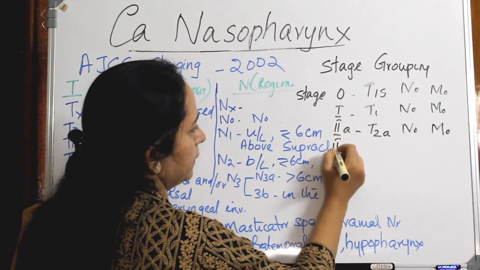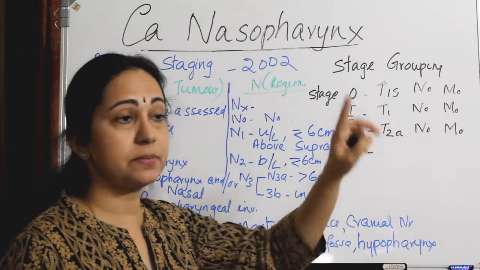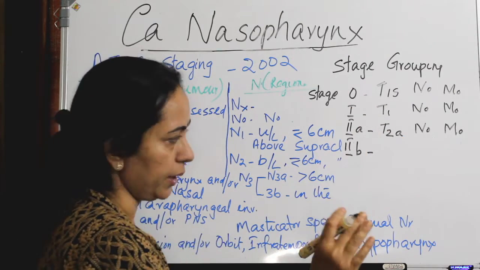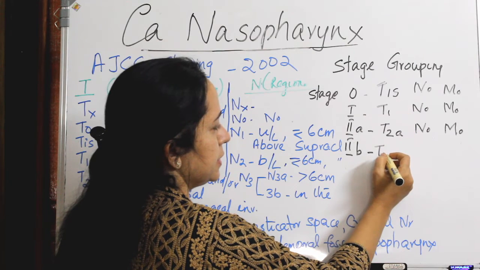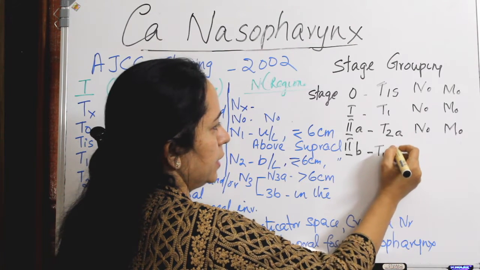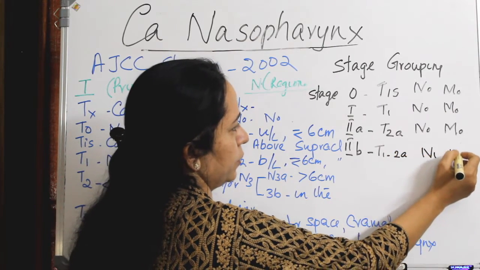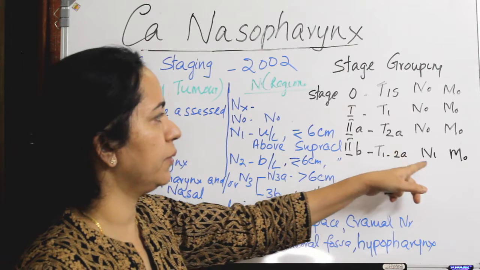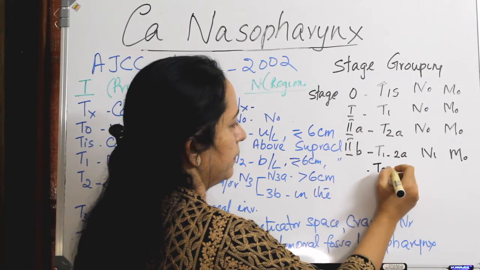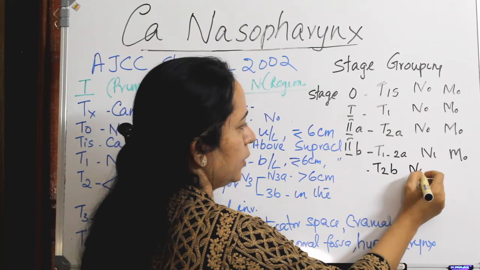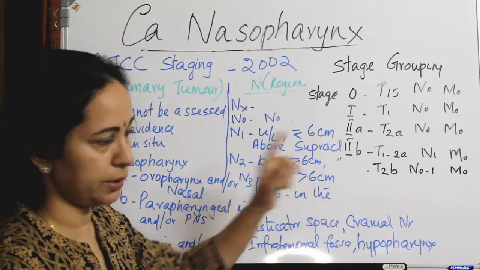And stage 2B. In stage 2B, this N staging changes. It becomes N1. So it can be of two types. One is if the T from T1 to T2A, N1, M0. So if T2A, N1 becomes T2B, or it can be T2B, N0 or N1, again M0. Okay, so that is also T2B.